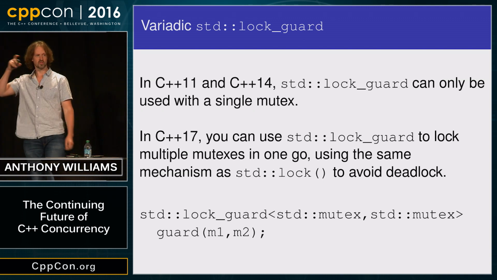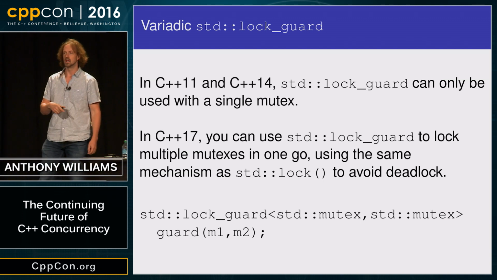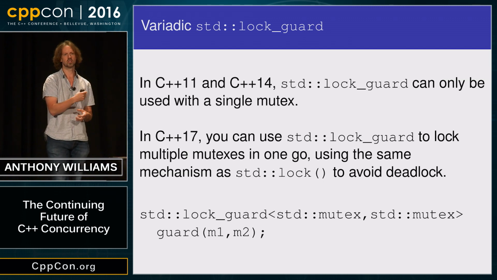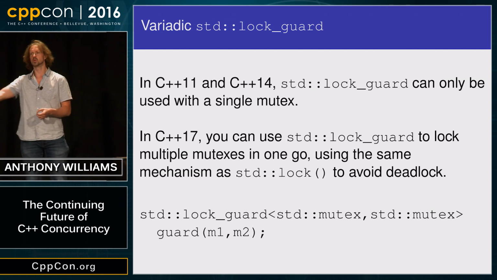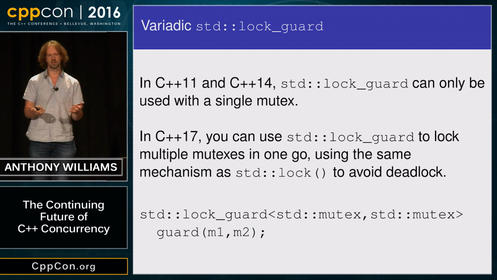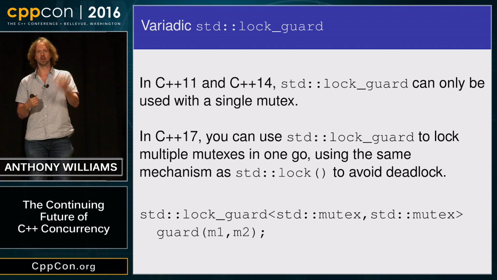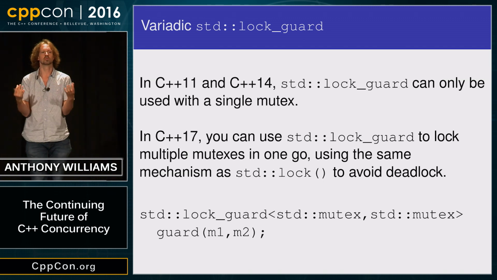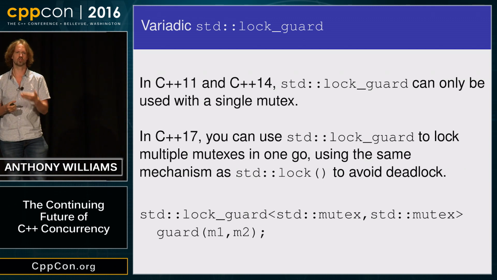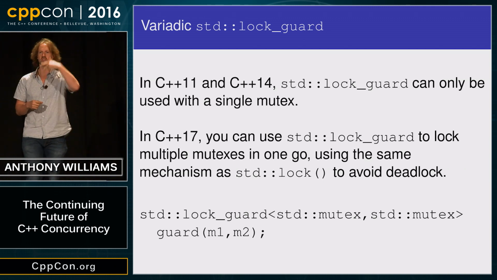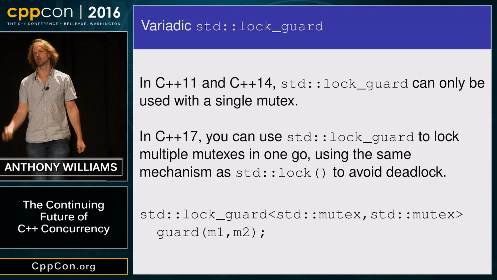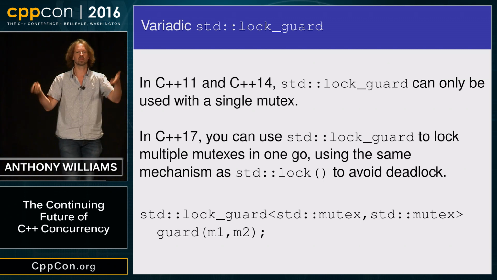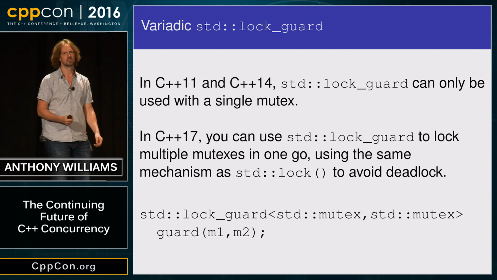So as far as variadic lock guard goes, this is great. If you're trying to do an operation that needs to acquire multiple mutexes, then if you specifically lock them one at a time, that's a classic deadlock case. You try and lock mutex A, and then you lock mutex B in one thread, and somehow another thread locks B and then A, and everything goes wrong, your program grinds to a halt.